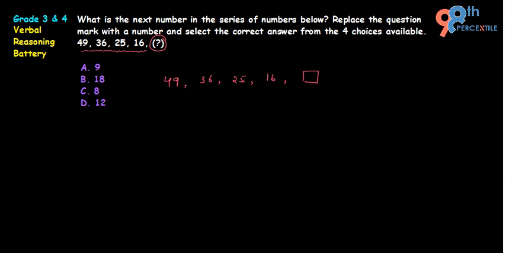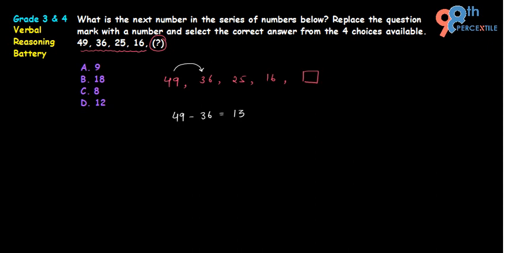If you observe, you will notice that the following number is always less than the previous number. So the numbers are decreasing here in the series. So one way of identifying the pattern here could be subtracting the two consecutive numbers. So what if I subtract the first two numbers? I do 49 minus 36. I get 13.